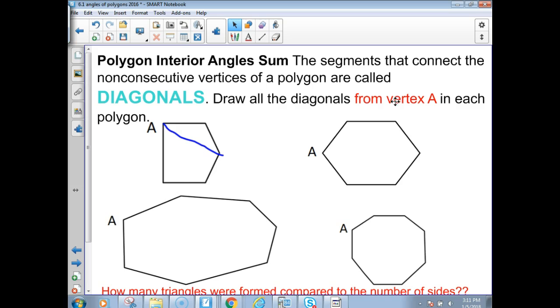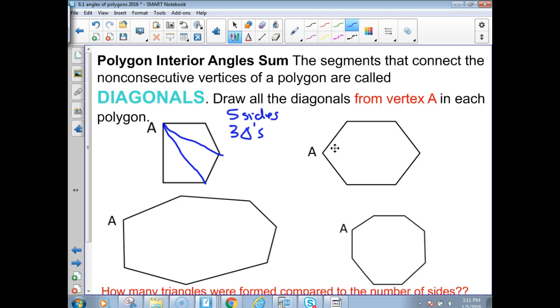Draw all the diagonals from vertex A in each polygon. So we're only going from one vertex. This is basically what I did to illustrate the formula with you guys. So I did this one, and that gives me 3 triangles, and we had 5 sides. From A to the first non-consecutive vertex, I could draw from A to here, and from A to here, and I got 6 sides, and I found out there were 4 triangles.